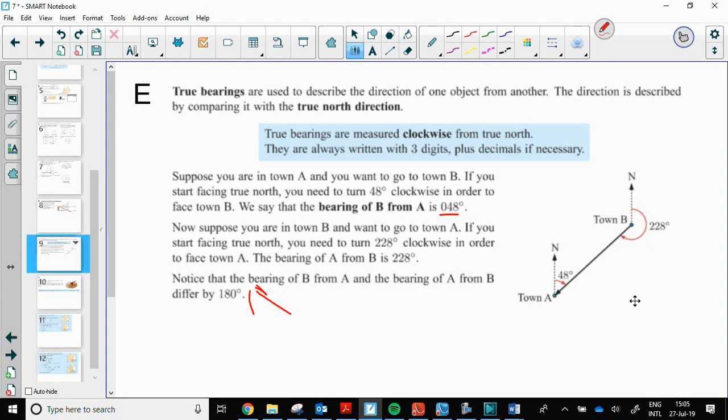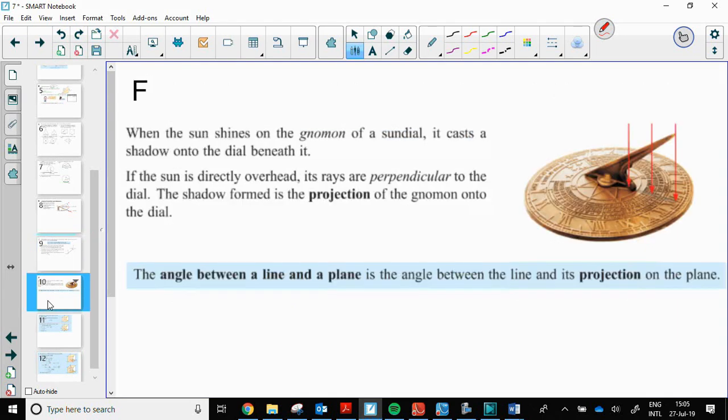Final section F, we go into three dimensions. Oh my gosh. And we're going to try to find the angle between a line and a plane. Now, a line might not be in the plane. So the image we're given here is that of a sundial. So this circular part, that's flat. So we can imagine that that's lying on a flat surface of a plane.